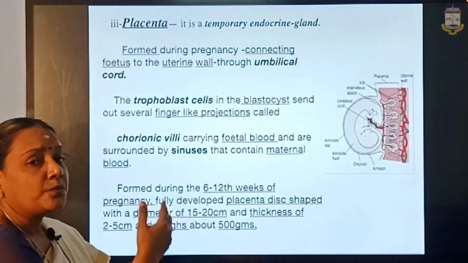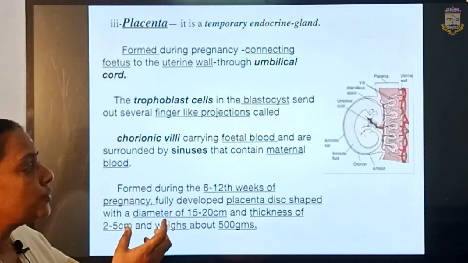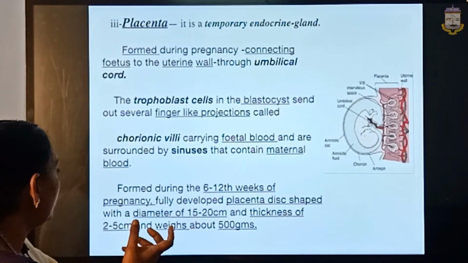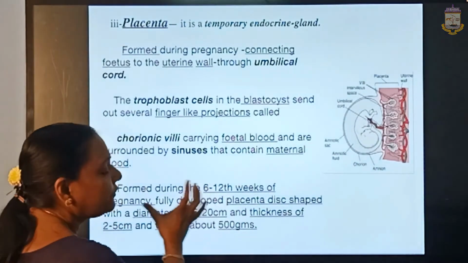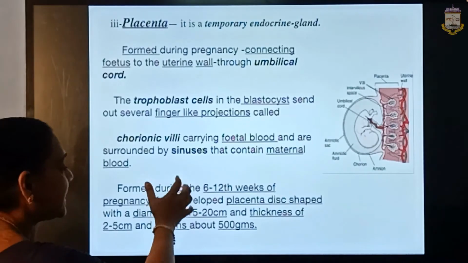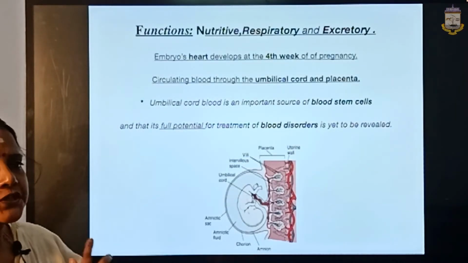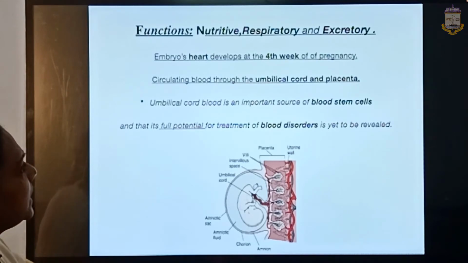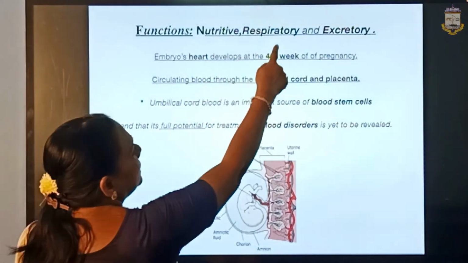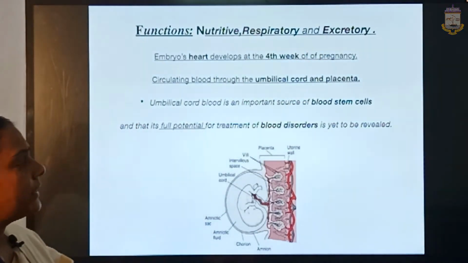Think of that: the baby's weight will be 2 to 2.5 kilograms, and the weight of 500 grams of placenta is added to that. Okay, next one, what is the function of the placenta? Mainly it is nutritive, respiratory and excretory in nature.